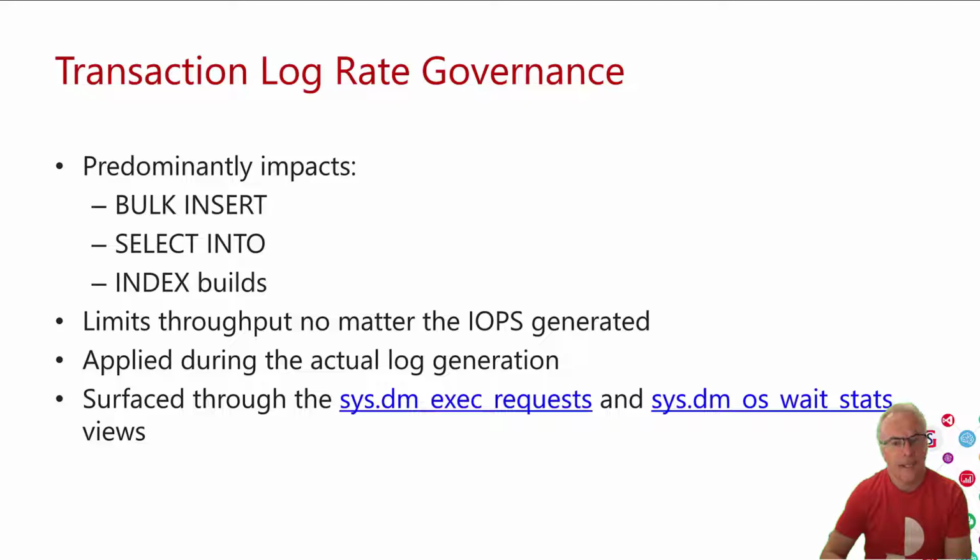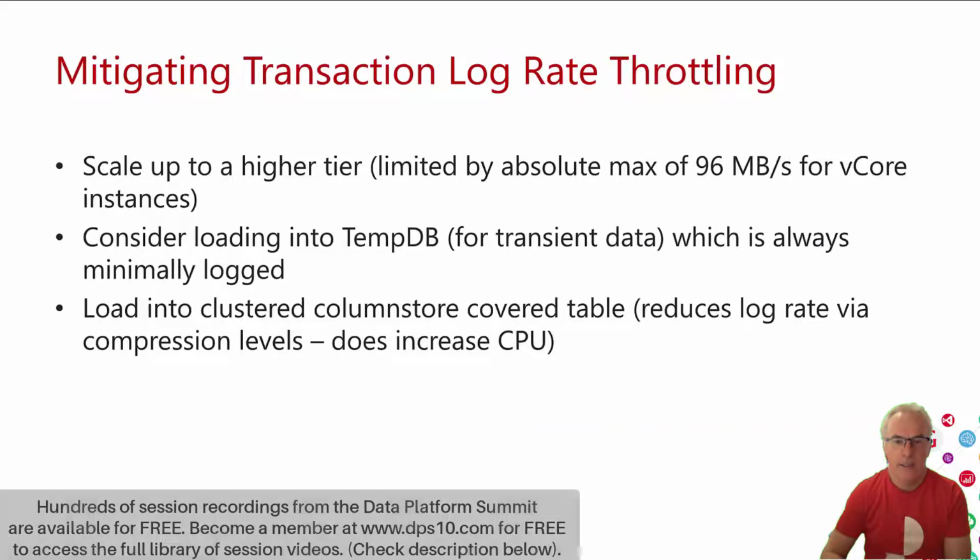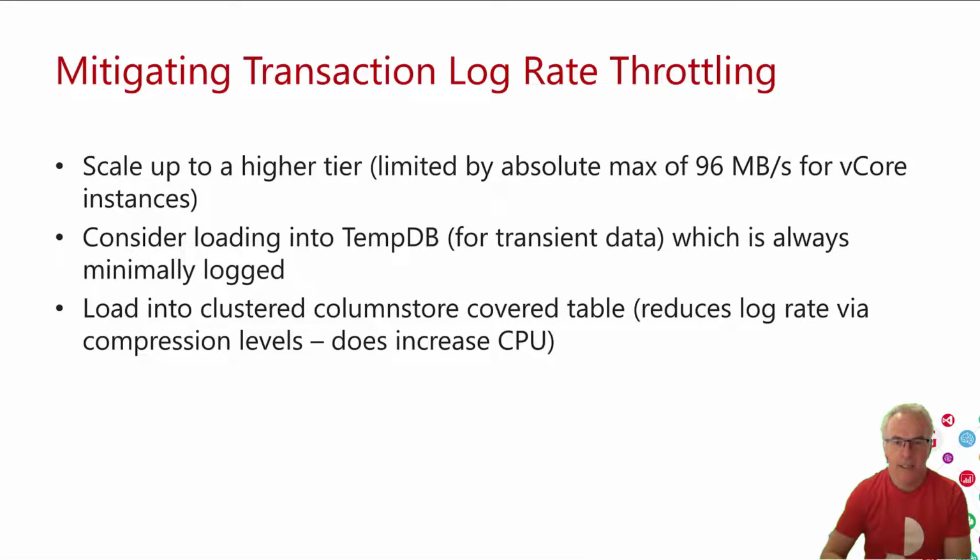It's applied during the actual log generation. So it's as you're actually creating that and pushing your queries through. So you will find that your whole queries slow down because they can't actually generate the transaction log first of all to be able to write that before then applying the data changes into your database. Now, where we want to look for that is going to be looking into your requests and your wait stats. And there is a wait stat that will explicitly identify the transaction log limits being hit.